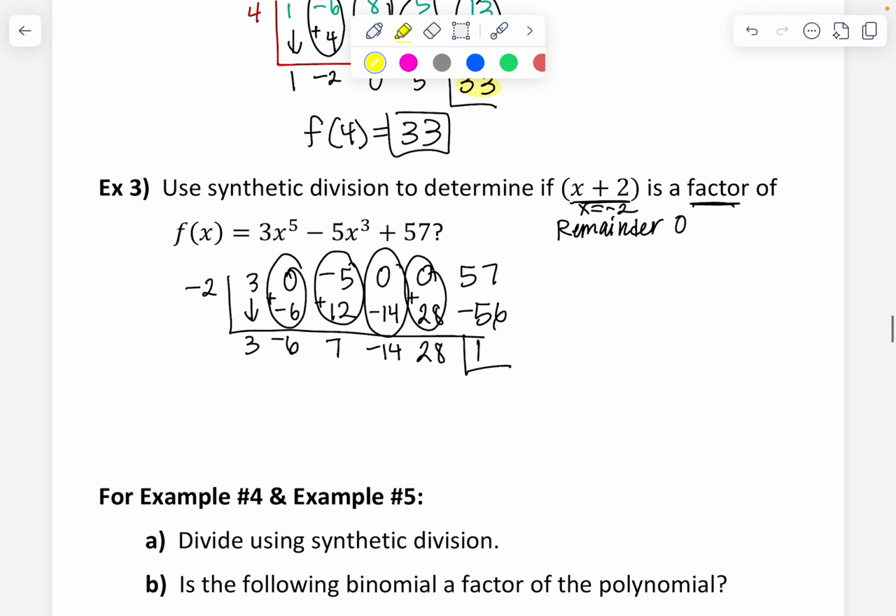And so 1 is our remainder. Because that's not 0, we don't even really care what that number is for this problem. It's not 0. And so because that's not 0, we know x plus 2 is not a factor.